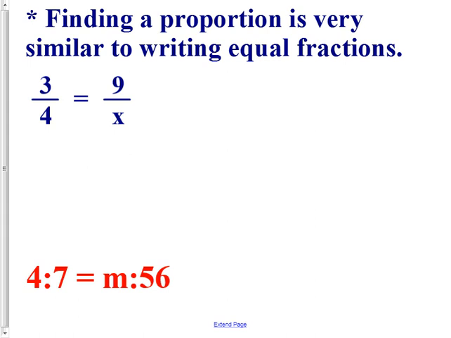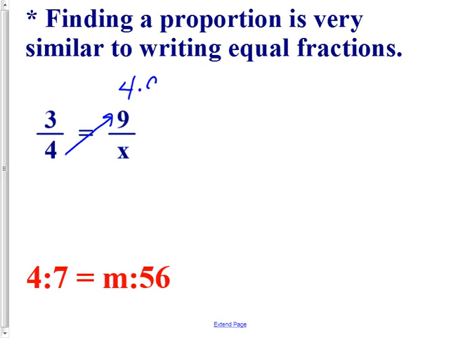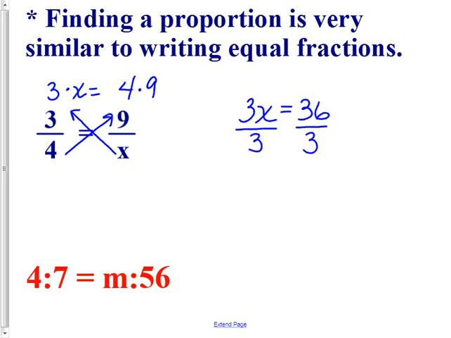So we should be able to look at this and say, well, what that means is 4 times 9 has to be equal to 3 times x. So then I can say, well, if 3x is equal to 4 times 9, 4 times 9 is 36. Remember what we know about solving equations. Use opposite operations and cancel to figure out the value of your variable. So x had to be 12. We could figure it out that way.